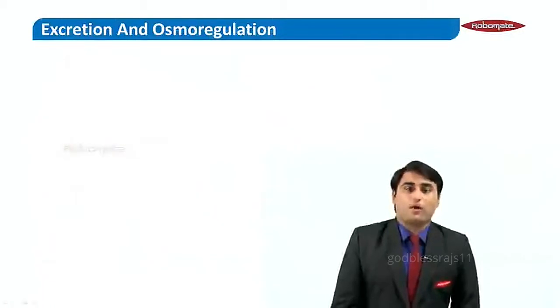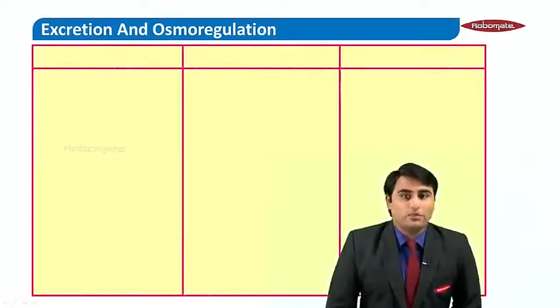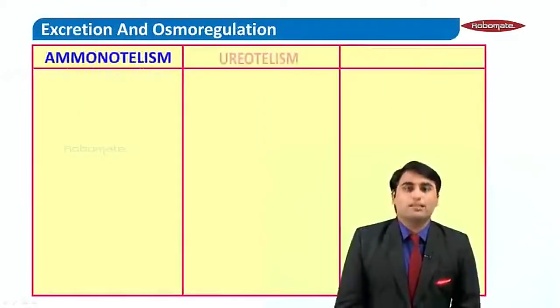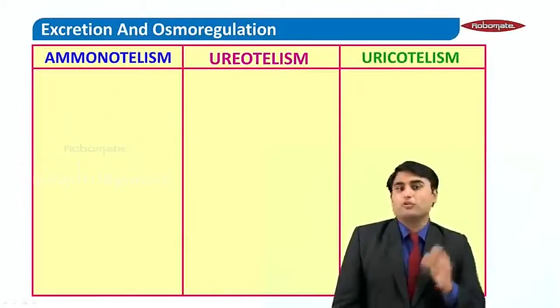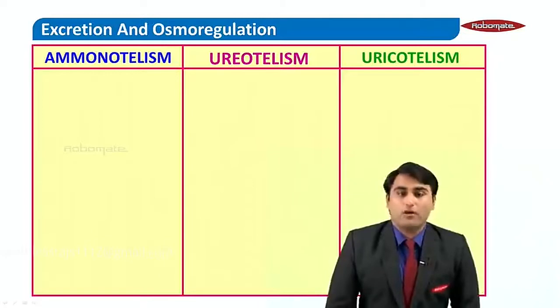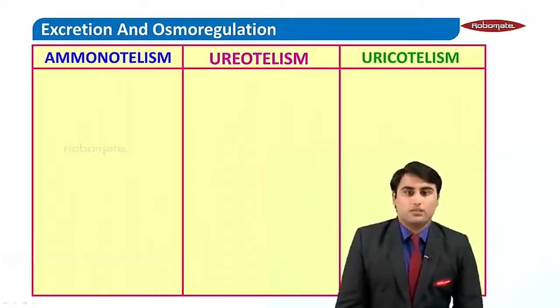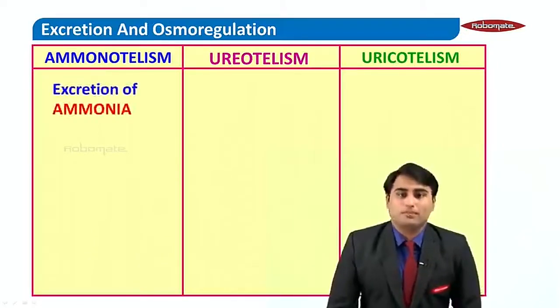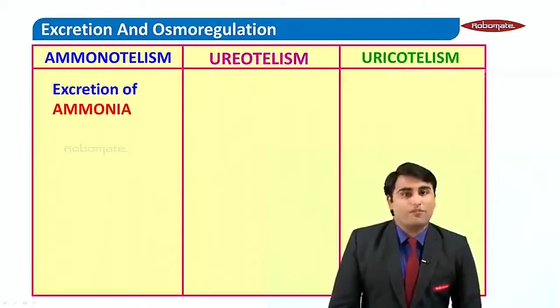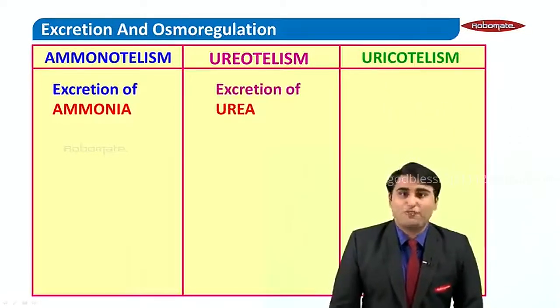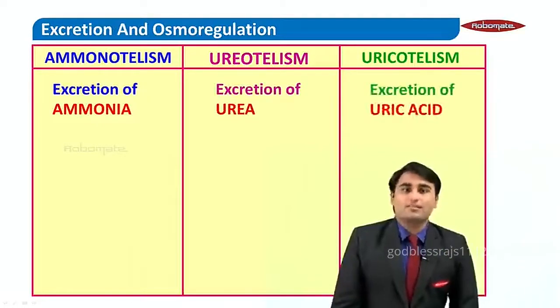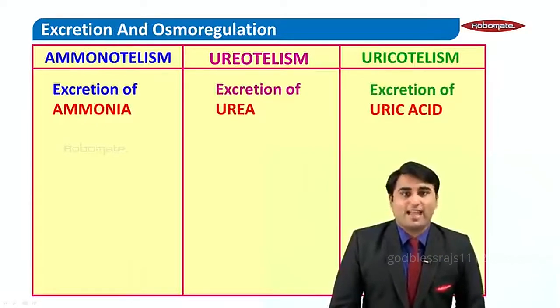Now let's see all of them in more detail. Today we are going to cover ammonotelism, ureotelism and uricotelism, and we are going to do a comparative study of all these three modes of excretion. Starting with ammonotelism, it is excretion of ammonia. What is ureotelism, my friends? It is excretion of urea. And uricotelism is excretion of uric acid.